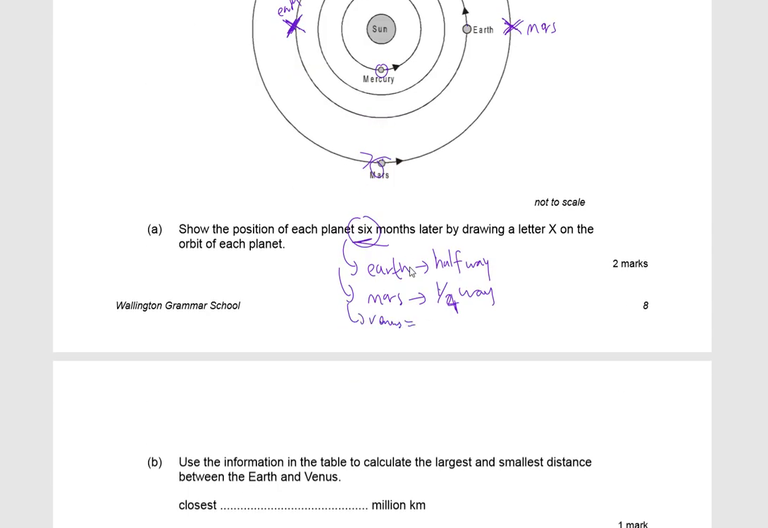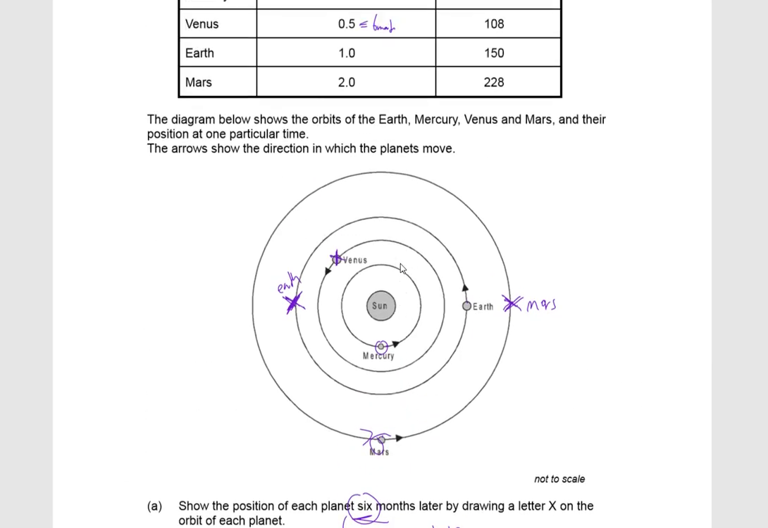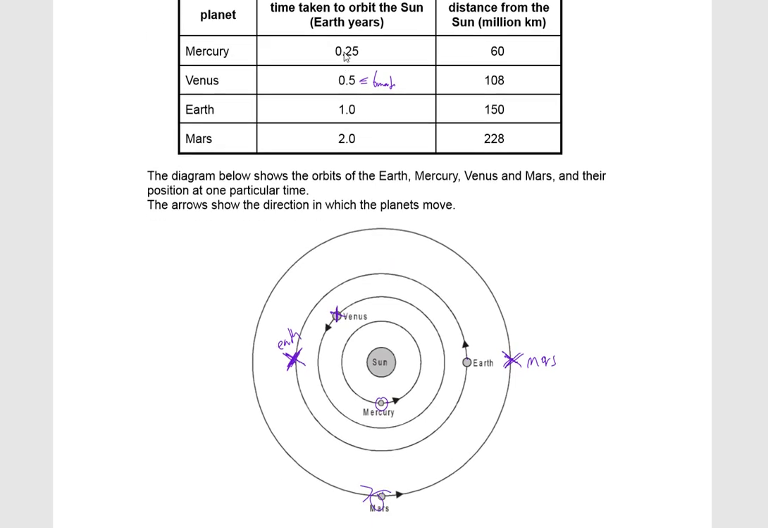So Mars and Venus stay there. Mercury will take 0.25, that's a quarter. So when Mercury does a loop, Earth would have done a quarter. Therefore, Earth would have done this quarter here. So Earth will be there. So therefore, this is done.